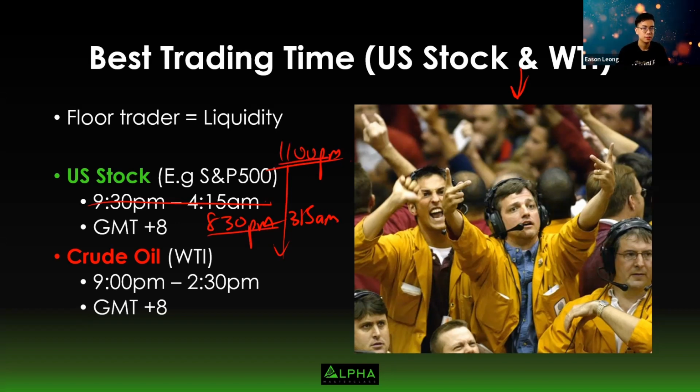For crude oil people, you can trade from 8 p.m. all the way to 1:30 a.m. This is the wrong timing, a.m. Okay, so this is a time zone for trading in a stocks market that is going to give you the most profitable most of the time.